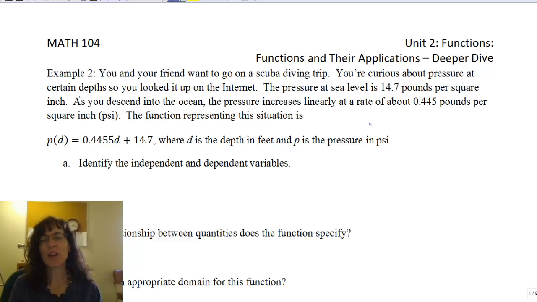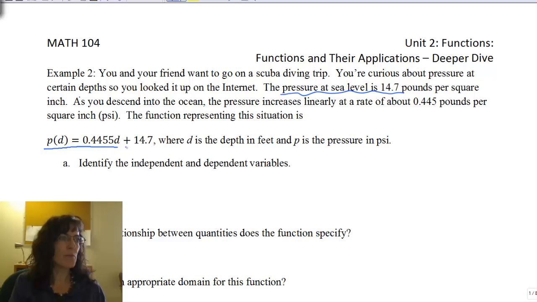Let's talk about a little more information on how to determine the dependent and independent variables, the domain and range, and how to show that information on a graph. So if we're looking at our example of our dive into the ocean and different pressures that we might experience, we're given this function P of D equals 0.4455D plus 14.7. D is the depth in feet and P is the pressure in PSIs.